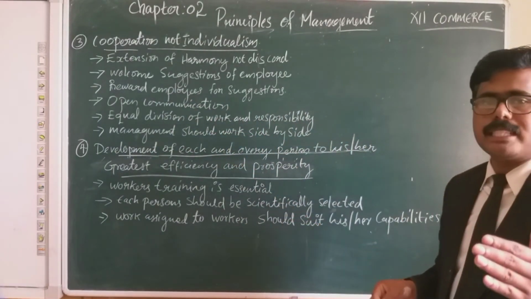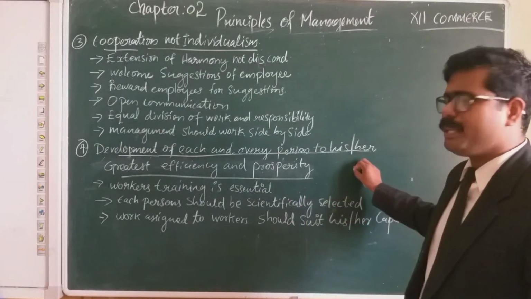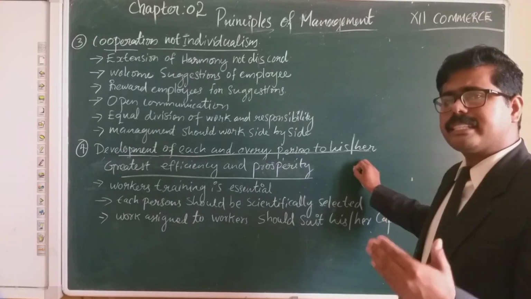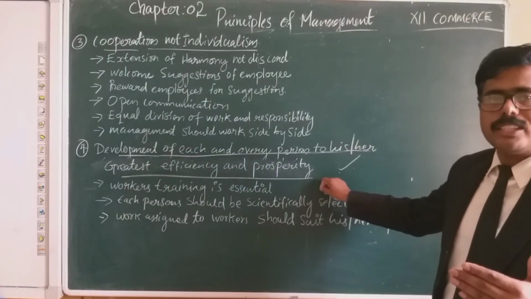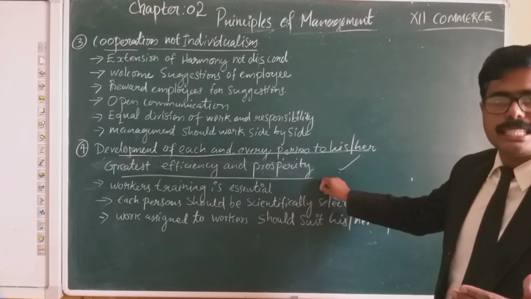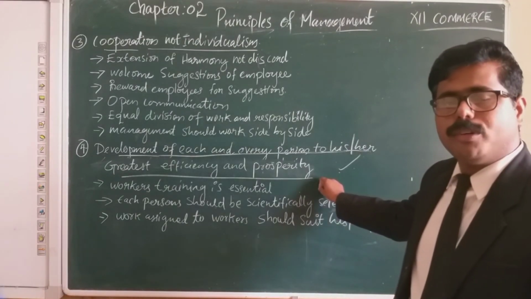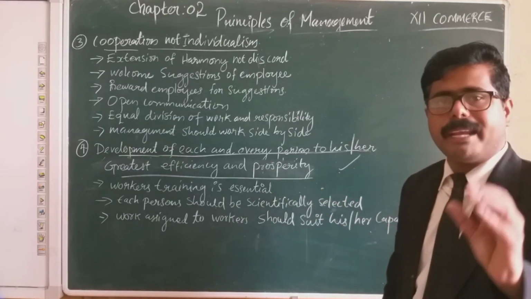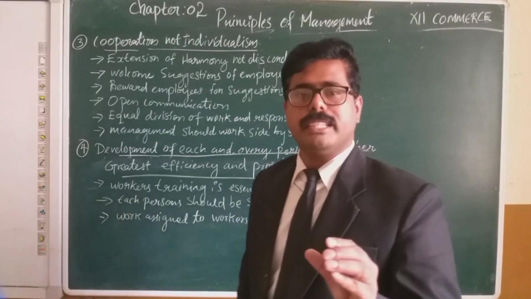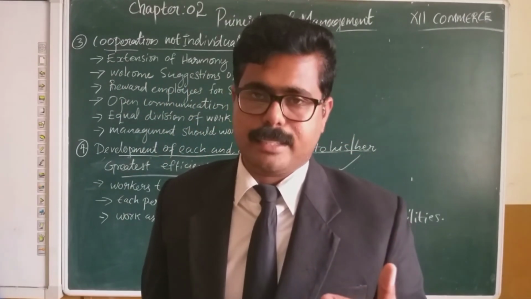The fourth principle of scientific management is development of each and every person to the greatest efficiency and prosperity. Workers' training should be given to improve efficiency, scientific tools should be used at the time of recruiting employees, and workers should be assigned based on their capabilities, qualifications, and experience.